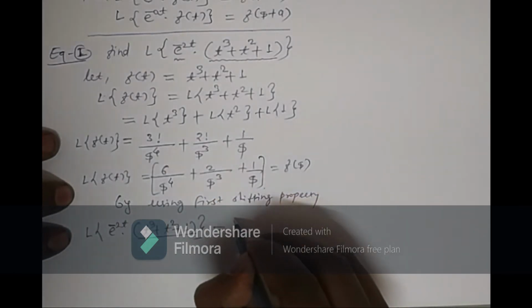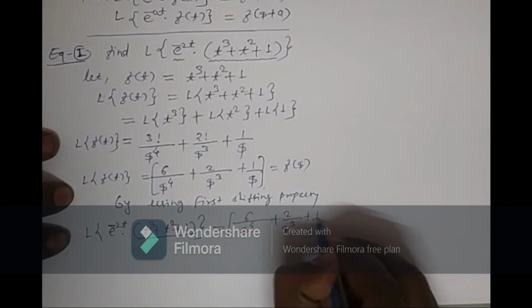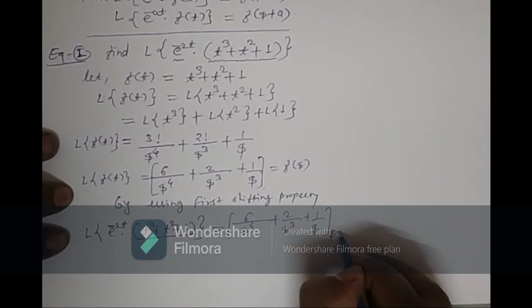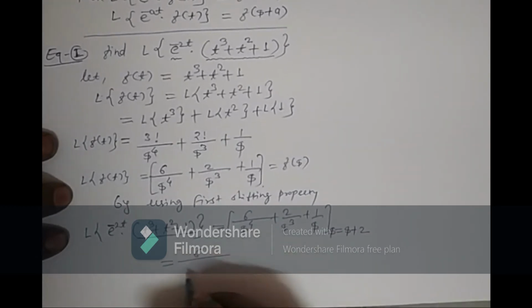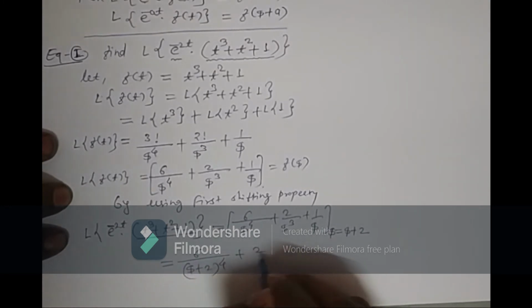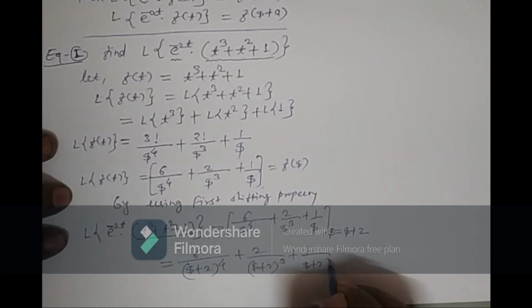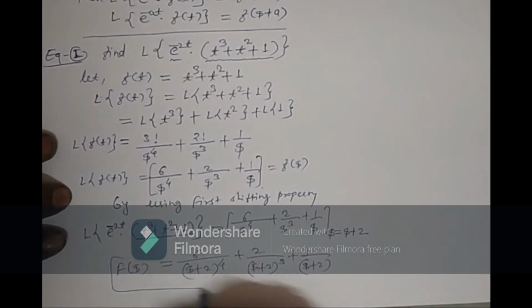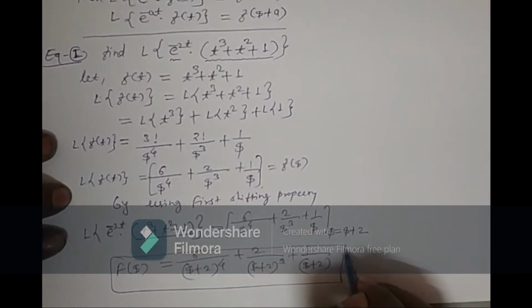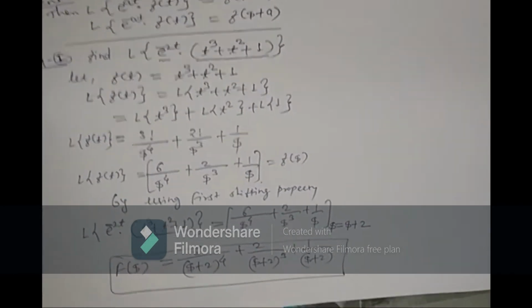Okay, so here we can write this as 6 upon s raised to 4 plus 2 upon s raised to 3 plus 1 upon s in bracket, replace s by s plus 2. So what do we get here? In place of s, we have to write s plus 2. So 6 upon s plus 2 raised to 4 plus 2 upon s plus 2 raised to 3 plus 1 upon s plus 2. Okay. Right. So now this is the final answer.